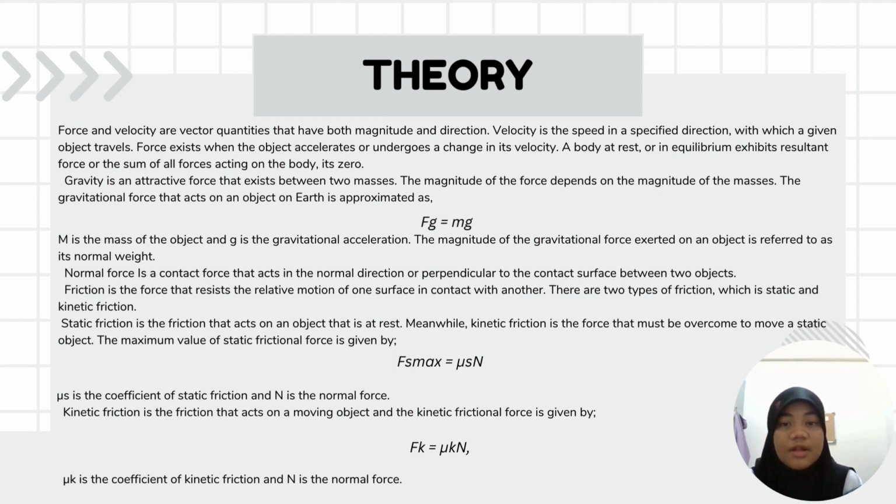The maximum value of static frictional force is given by f max equal to mu s times N, where mu s is the coefficient of static friction and N is the normal force. Kinetic friction is the friction that acts on a moving object, and the kinetic frictional force is given by f k equal to mu k times N, where mu k is the coefficient of kinetic friction and N is the normal force.